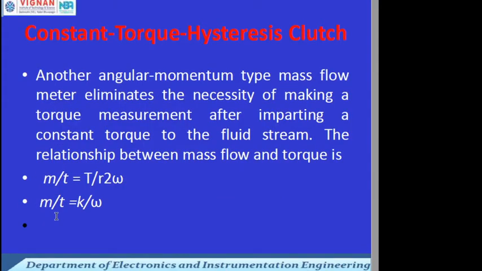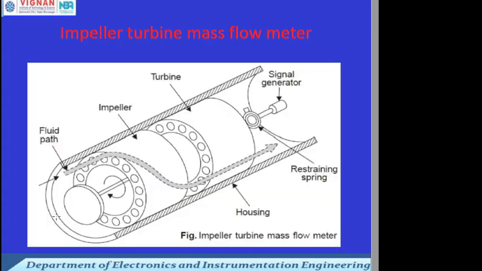Then next will be the constant torque hysteresis clutch type mass flow meter. This is another angular momentum type mass flow meter, which eliminates the necessity of torque measurement after imparting the constant torque to the fluid stream. The relationship between the mass flow and the torque is m by t is equal to T by r square omega, where m by t is equal to k by omega. By taking this relationship, we can analyze the torque also.